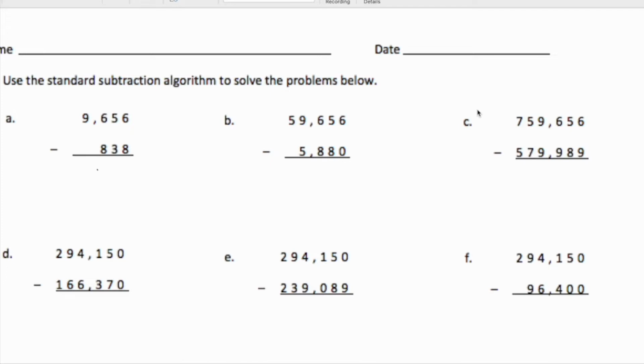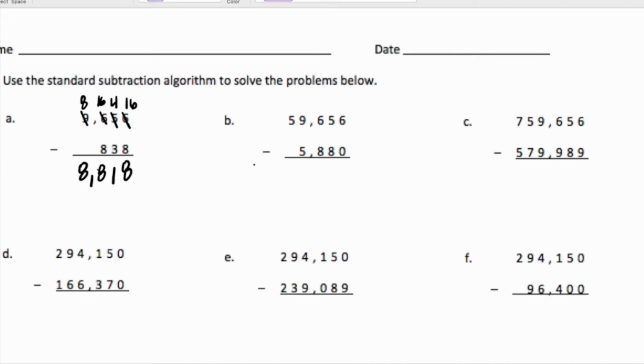4A, 9,656 minus 838. I'm going to look in the ones. I cannot do 6 minus 8, so I'm going to take from the 5. It becomes 4, and the 6 becomes 16. Now I can do 16 minus 8. I can do 4 minus 3. I can't do 6 minus 8, so I'm going to take from the 9. It becomes 8. And this 6 becomes 16. Now I can subtract. 16 minus 8. 4 minus 3. 16 minus 8. And 8. 8,818.